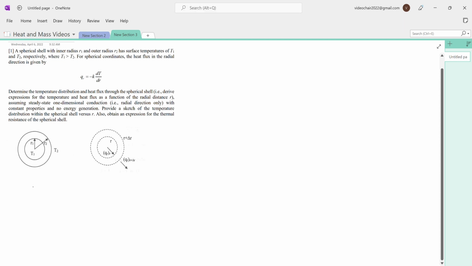So we're going to do in minus out, plus generation equals accumulation. And since we're at steady state, accumulation is going to be 0. And we're not generating any energy, so that's going to be 0.